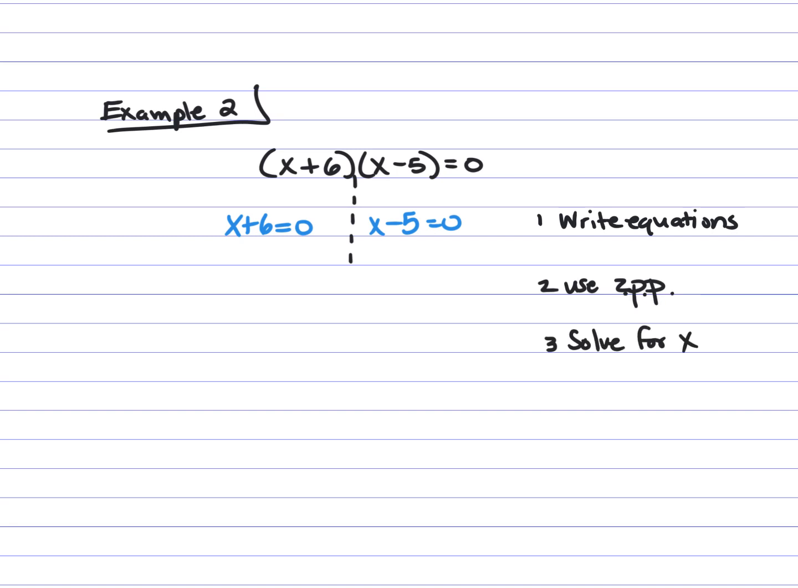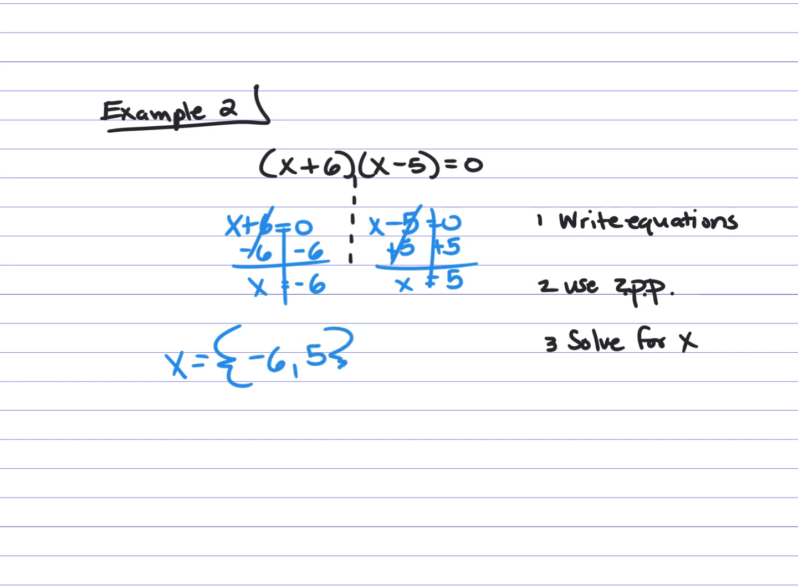Subtract 6, and these are just one-step equations. X equals negative 6. Add 5, x equals 5. In solution set notation, it would be negative 6, 5. So the roots of this quadratic are 5 and negative 6. Those are the places, if we were to graph this, where it would cross the x-axis.